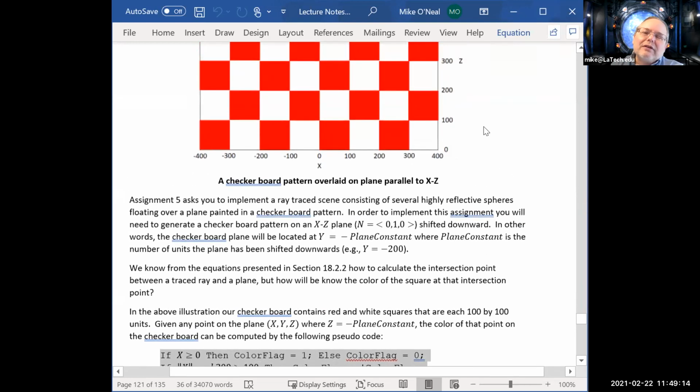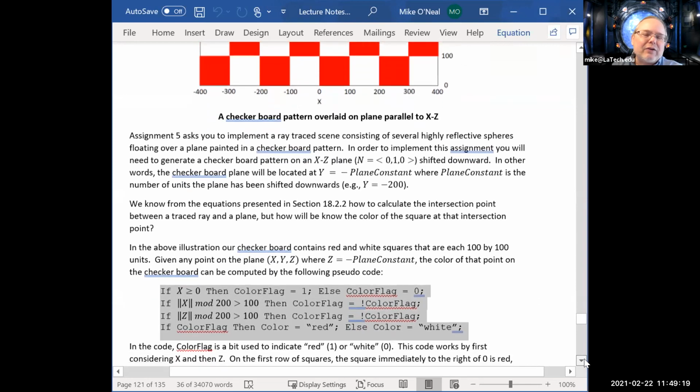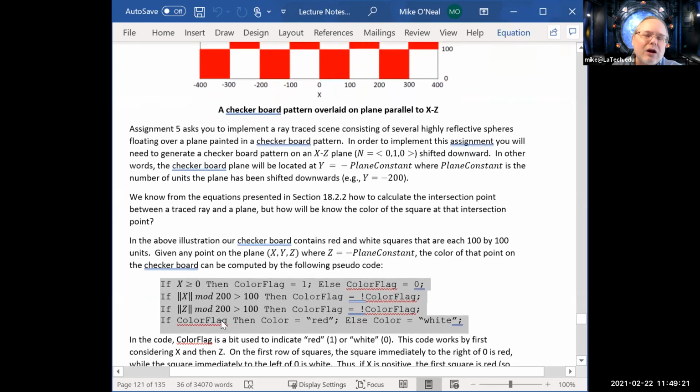What about all the other rows? Well, you just do exactly the same trick. Now that we're at the starting color of our row, I look at Z and do the same thing, because it's going to restart every 200. And I need to see, am I greater than 100, or am I not greater than 100? If I'm greater than 100, I've landed in a position where I need to flip again. So that's what that is. And then finally, your color flag is either red or white.